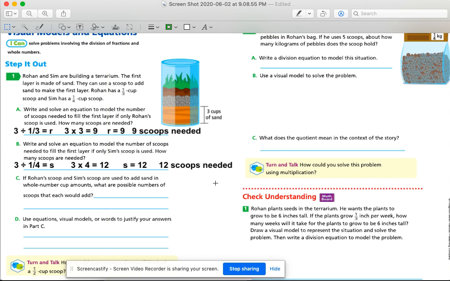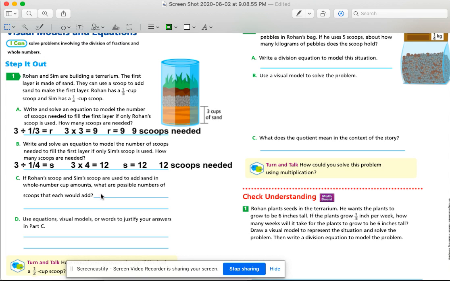Finally, if Rohan's scoop and Sim's scoop are used to add sand in whole number cup amounts, what are possible numbers of scoops that each would add? So what this is saying is if we had to use both their scoops and we want to add them in whole number amounts. So if I was using the 1/3, I would need 3 1/3 scoops to equal 1 full cup, correct? That would only give me 1 cup. I have 3 cups of total sand.